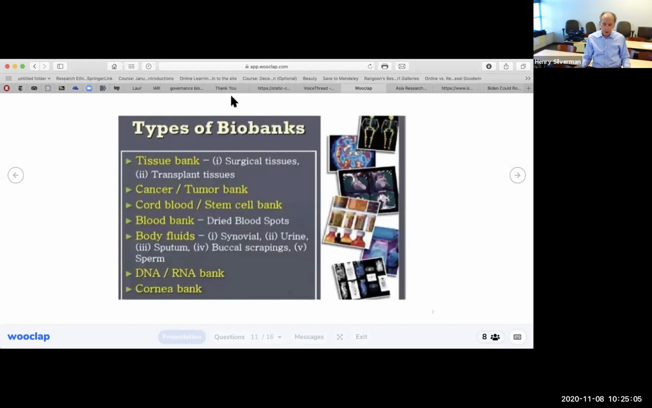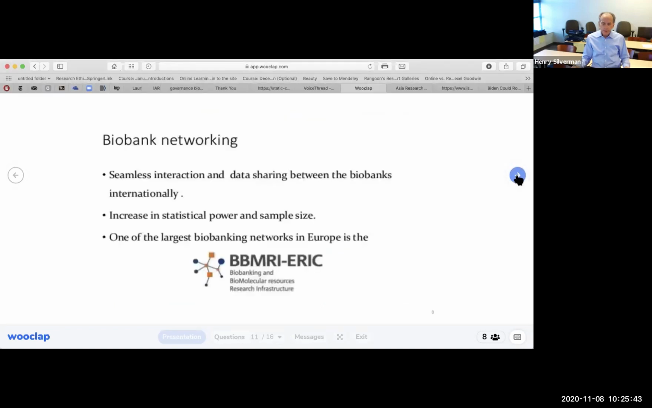This next slide shows other classifications of biobanks, and we talked about this last week. Again, a cancer biobank, cord biobank, stem cell biobank, blood banks, defined by the type of specimens, DNA bank. So the term biobank entails many different classifications.